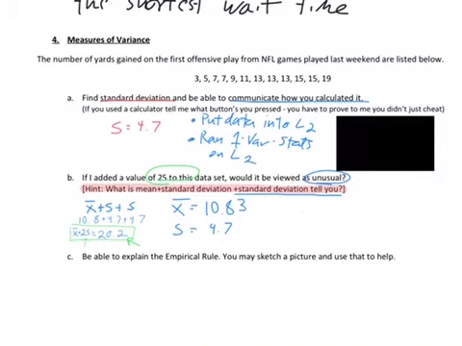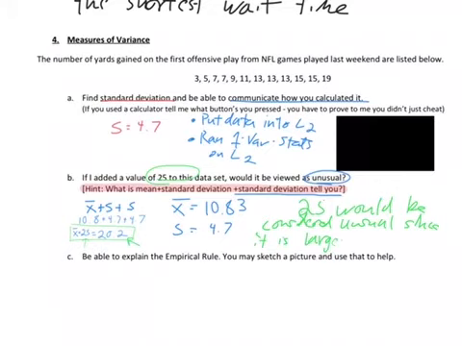You can write this by saying 25 would be considered unusual since it is, this handwriting is rough, since it is larger than x bar plus 2 standard deviations. That is 100% correct, and that is how you'd earn 100% of the points on the problem.